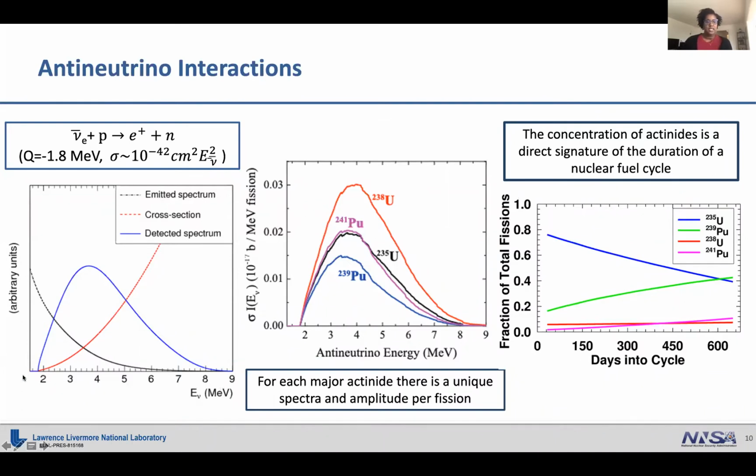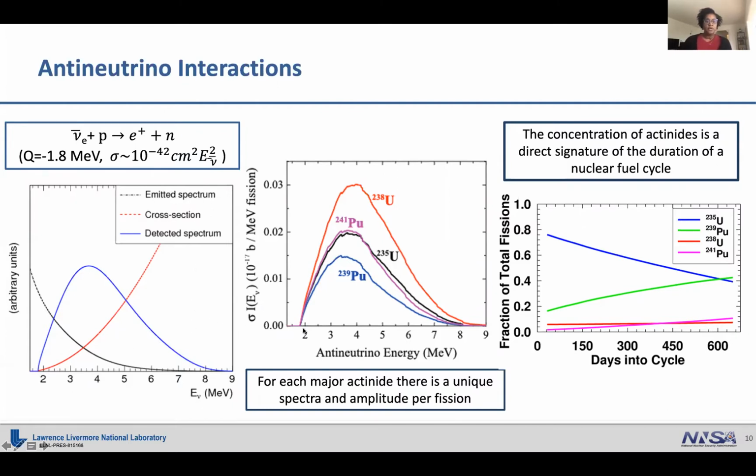And so the emitted spectrum from an antineutrino tends to fall down as a function of energy. And the cross-section, as I showed before, goes up as a function of the energy squared. And so a pretty typical shape that you would tend to see from an antineutrino detection is this hump-like shape, just due to the fact that your emitted spectrum decays as a function of energy and your cross-section increases significantly as a function of energy.